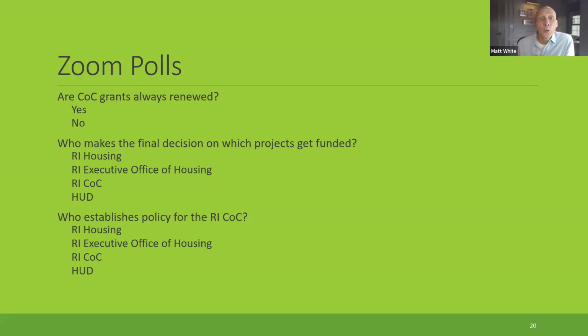And then finally, who establishes policy for the Rhode Island continuum of care? Certainly, Rhode Island Housing and the Executive Office of Housing have a lot to say, and we use HUD to establish grant requirements, but ultimately, it's the Rhode Island continuum of care. They are the governing body with oversight over the whole system. So that's the answer for that third question.